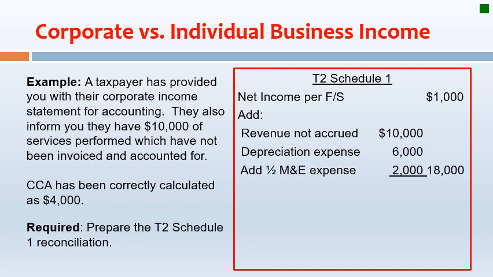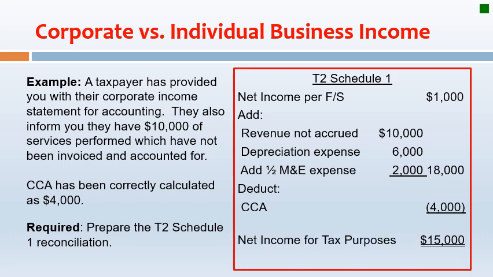allowance. In addition to that, we had meals and entertainment expenses on the accounting financial statements of $4,000. We know we're only allowed to deduct half of that, so we add back half of the meals and entertainment expense, which is $2,000, half of $4,000. Our total additions are $18,000. Then we're going to move into doing some deductions. The only deduction that's relevant here, and we'll learn about more of them, is, as discussed, the capital cost allowance. So we deduct $4,000 for capital cost allowance, and this gives us our net income for tax purposes of $15,000.